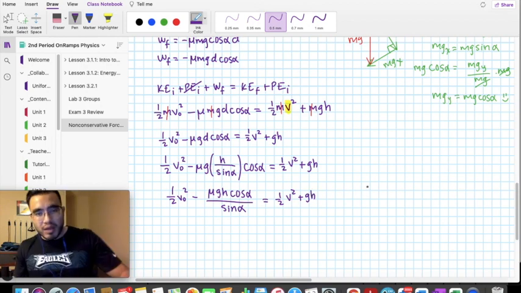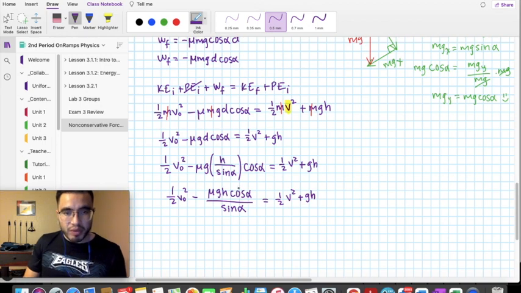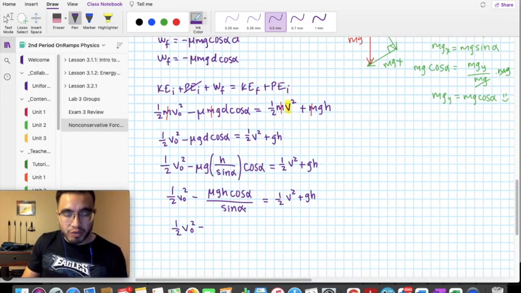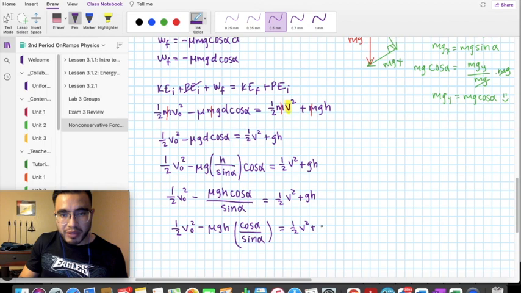Okay. So the sine and the cosine want to be together. So I'm going to make the fraction just with these two. That is mathematically correct. Again, you don't have to do that to get the numerical answer, but it's good practice. Times cosine alpha divided by sine alpha. That's equal to 1/2 v squared plus gh.